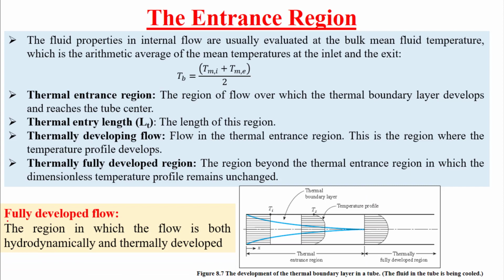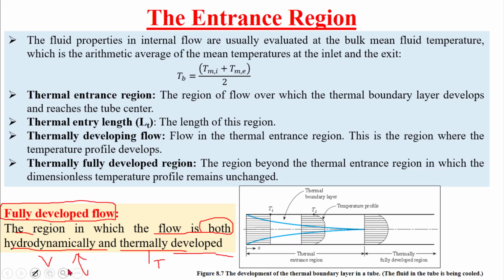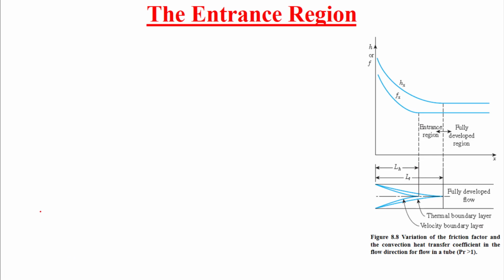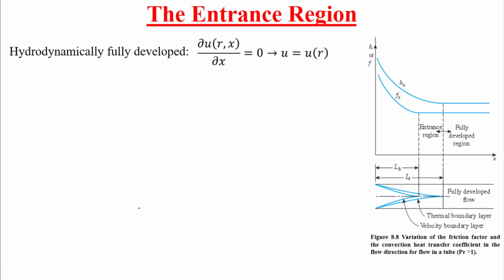Now, if we are asked to define fully developed flow without specifying whether it is hydrodynamically or thermally, then we must define it as the region in which the flow is both hydrodynamically and thermally developed. So the velocity profile becomes constant, and here the temperature profile becomes constant. Now the entrance region: we took two lengths, the hydrodynamic entrance length and the thermal entrance length.